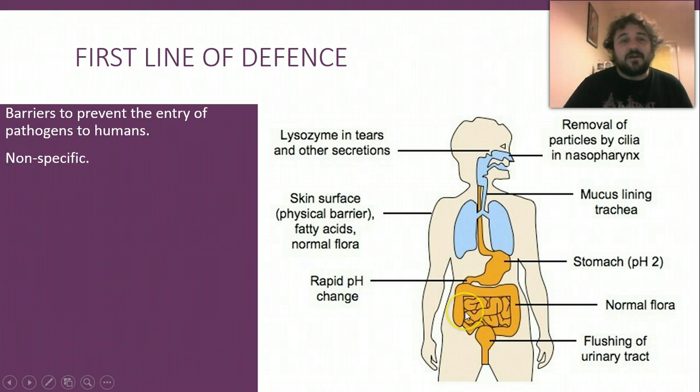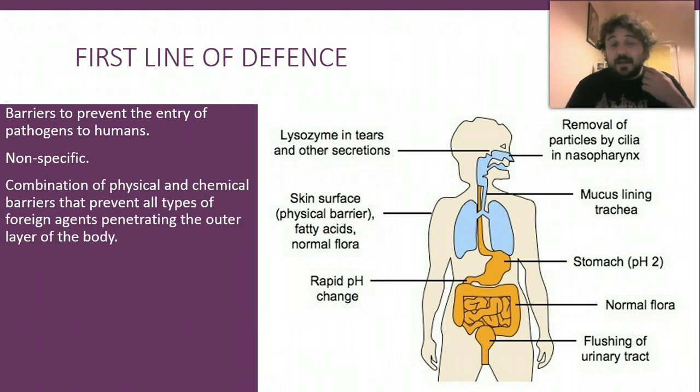Okay, so it's non-specific. That means it defends against everything. It doesn't look for a certain thing to attack. It's a combination of physical and chemical barriers, and it prevents foreign agents penetrating the outer layer of the body. And that actual sentence is quite important. Foreign agent means it doesn't have to be a bacteria. It could be an allergen, so something that gives you an allergic reaction.